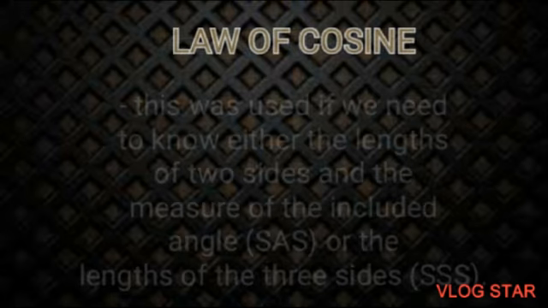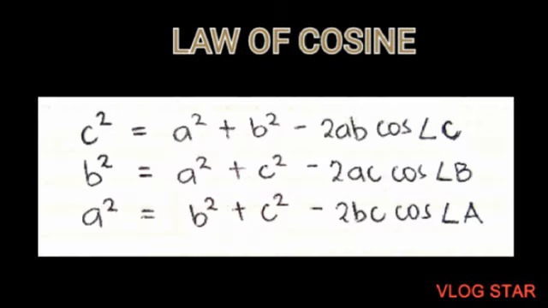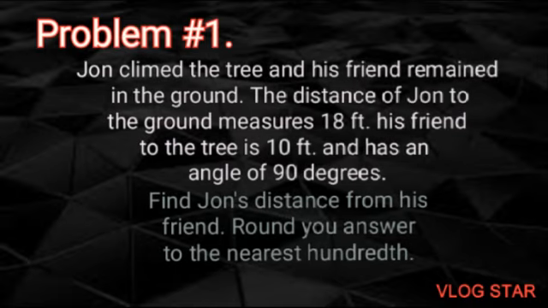Lastly, the law of cosine. This is used when we need to know either the length of two sides and the measure of the included angle, or side-angle-side, or the length of the three sides. In finding the unknown of a certain problem, just use these formulas. At this time, let's try to solve a worded problem using the law of cosine.